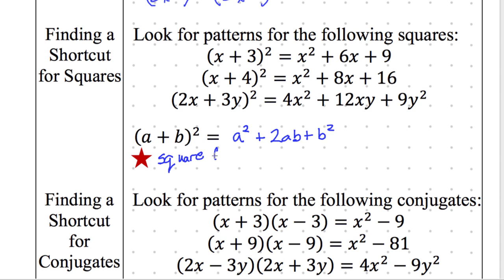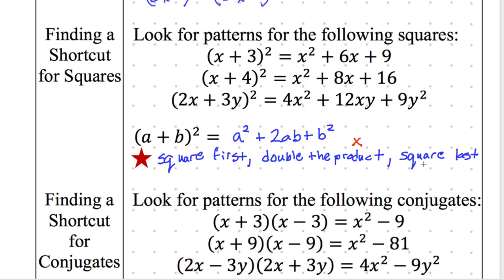You square the first. That's what we did. We squared the first. We doubled the product. Product is a fancy way of saying multiply. So if you don't like product, you can write above that the little multiply symbol. We multiply them together, then doubled it. We double the product, and then we square the last.